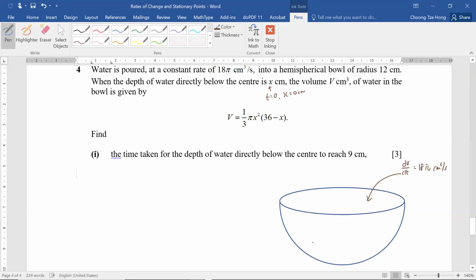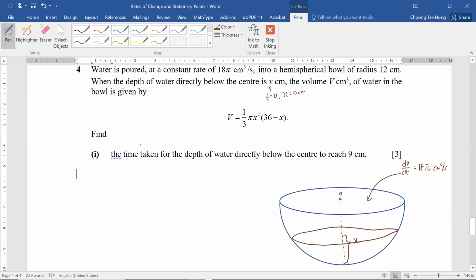At any particular time, there will be some water inside the bowl. I've not drawn this very nicely, but this is the center of the bowl, and directly below it, this depth from here to here, the depth of water in the bowl, is represented by x.